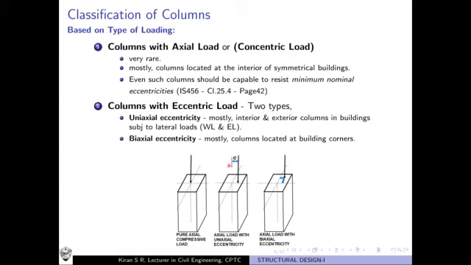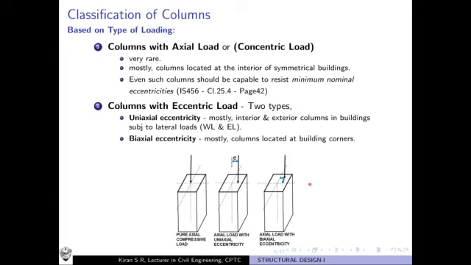This kind of column is most commonly found as the interior and the exterior columns in buildings subjected to lateral loads. Especially when the buildings are subjected to wind loads or earthquake loads, both the interior as well as the external columns will be subjected to uniaxial eccentricity. So this is a very common type of column.